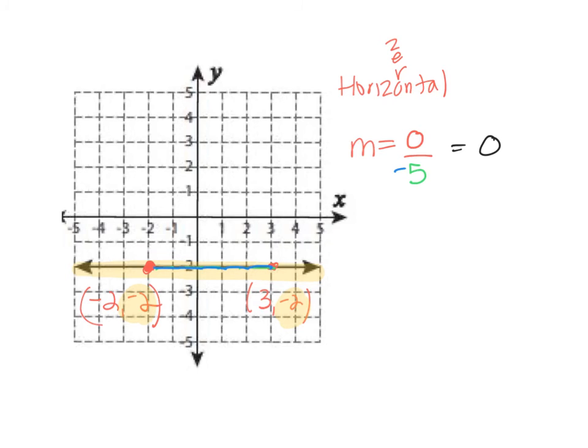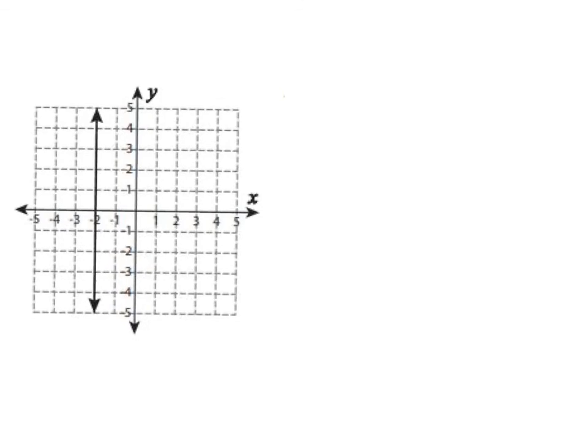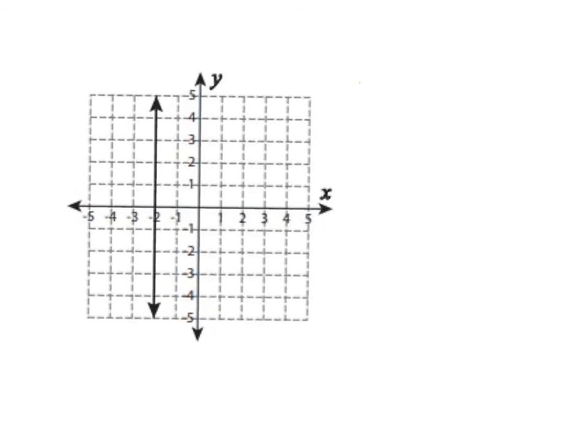All right, let's look at one last example. And this example is a vertical line. And if we go to look at a vertical line, we're going to pick 2 points, any two. I'm going to select -2, -2, and -2, +3. Apologize, this up here is -2, +3.